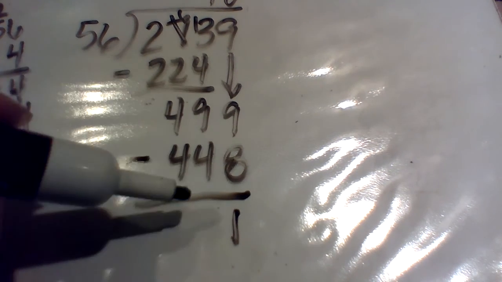9 minus 8 is 1. Pick it up so you can see. 9 minus 4 is 5. Look how close we actually were. So that's going to be the correct one. We're going to put our 51 over 56 here.